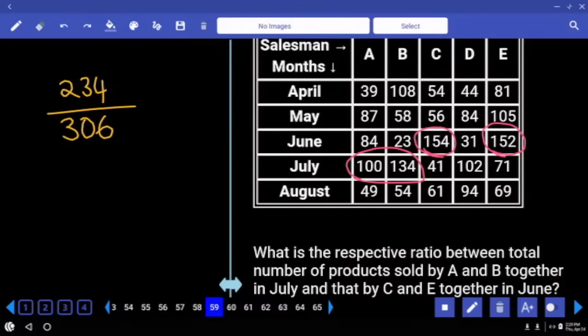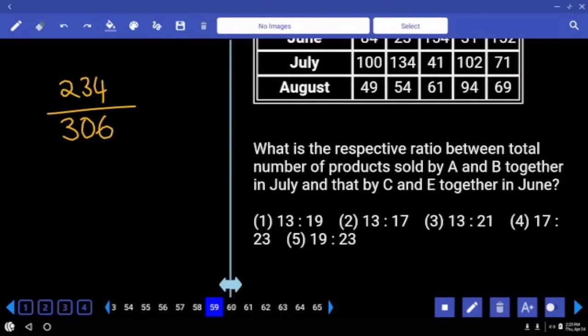306. That's all, right? 9 2 times, 54. 9 3 times. Again cancellation with 2, 13 by 17.